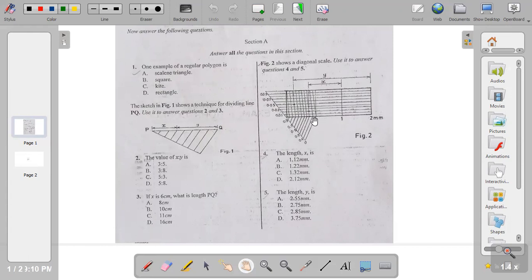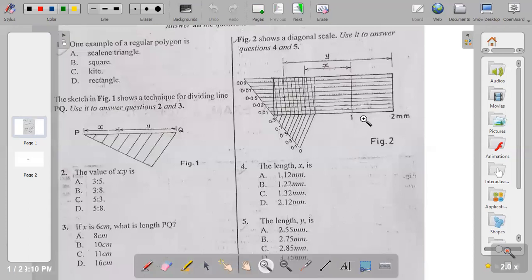So this is 1 point, this is 0.1, this is 1.2. Then you read from the base to the height. So this is 1.12, and this is also 0.12. So this is 1.22. The answer is B. Answer to question 4 is B.